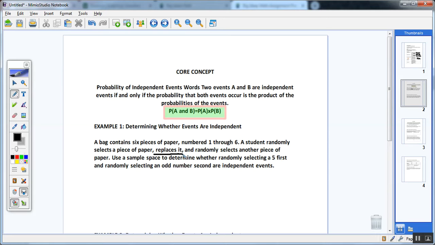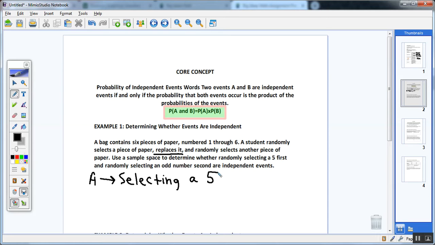All right, so it says we randomly select another piece of paper. It says use a sample space to determine whether randomly selecting a 5 first and randomly selecting an odd number second are independent events. Well, what do we have to have happen first? What are we selecting first? A 5. So event A is selecting a 5. Now what kind of number is 5? Odd or even? Now if I kept the 5 out of there, would that change the probability that I get an odd? Yes, because if I keep it out of there, it changes that.